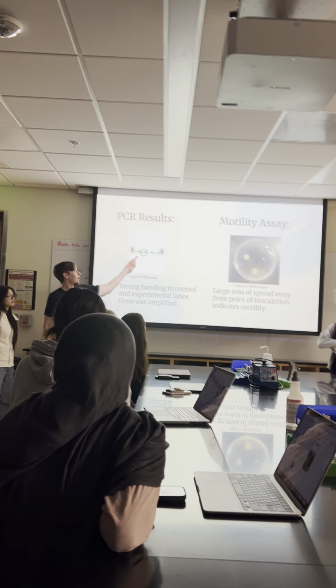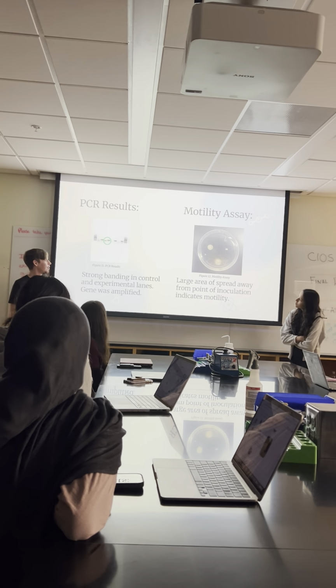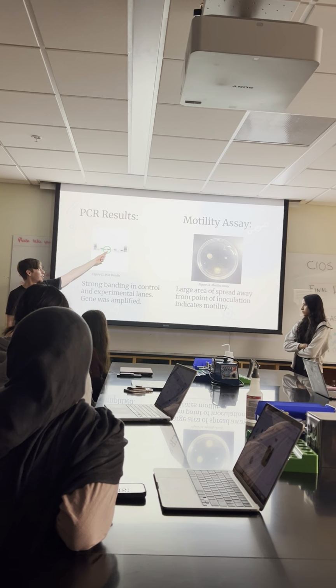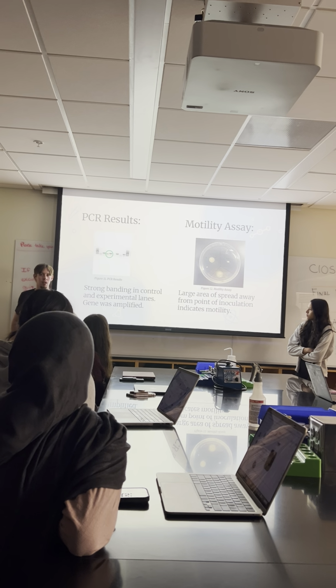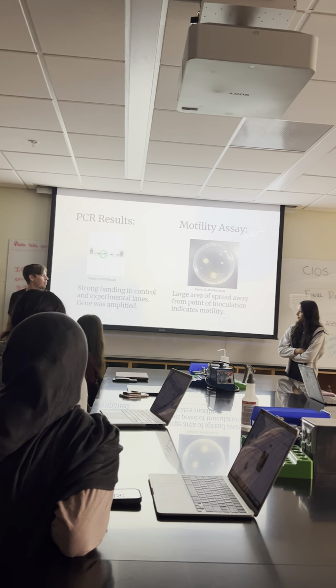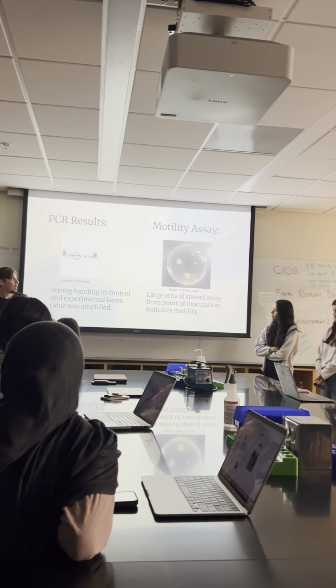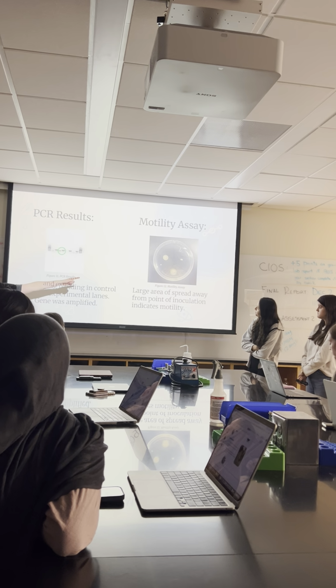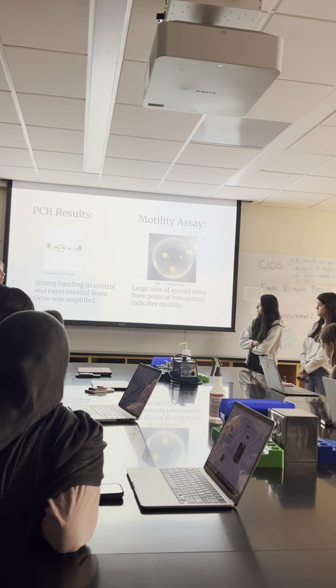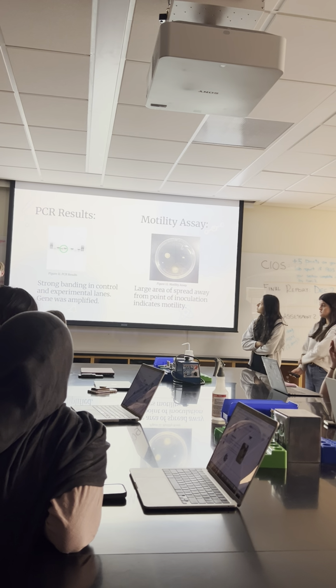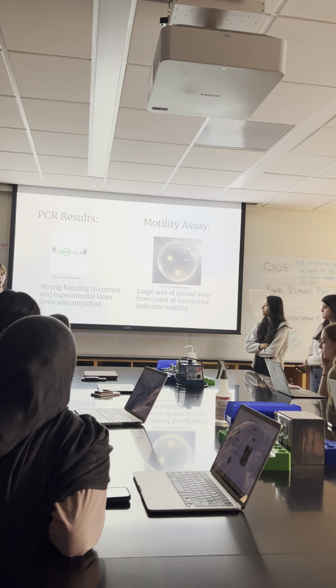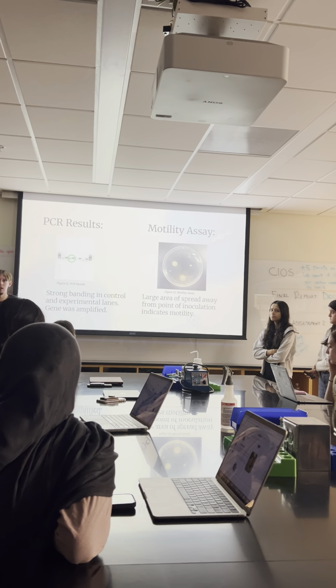So these are my PCR results. They were pretty successful. You can see that the control is good, and then that's my isolate sample. So both appeared, so the gene was successfully amplified. And then there's my motility assay. You can see that compared to the positive control, it had a good bit of movement away from the point of inoculation. So I can pretty successfully say that there was motility in the isolate.